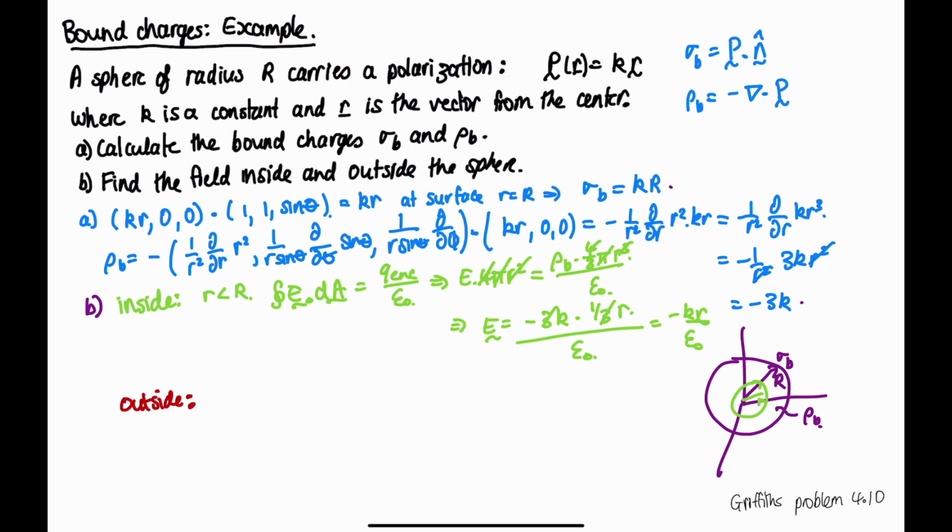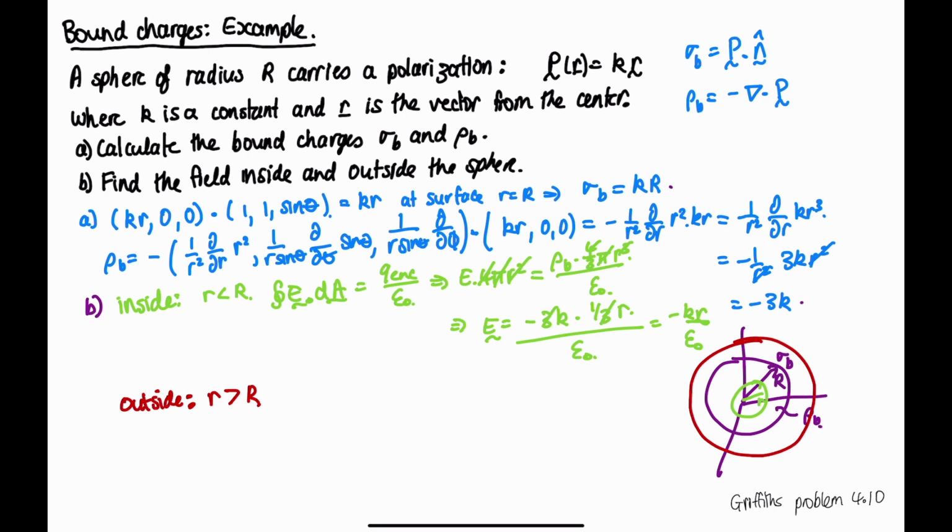So outside, where r is greater than R, in that case, we're going to take a Gaussian surface like this. And then we have the same equation, this equation for Gauss's law. And we're going to have to calculate the enclosed charge. So here we didn't need to consider the surface charges because they were outside our surface. When we're doing this volume, we need to consider the surface charges and the charges inside that purple sphere there.